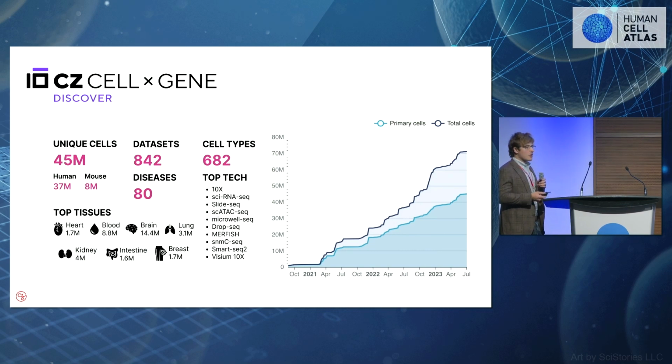We compile data across data modalities and across assay types. So you can see there's a large list of technologies, although I will say that the majority of the data in CELLxGENE reflects the data that you're generating, and so it's a large amount of 10x droplet data.